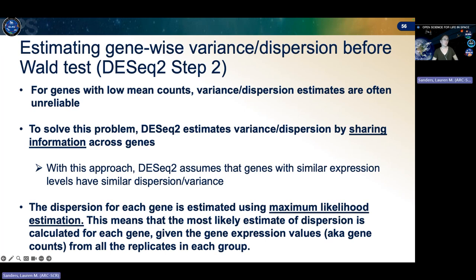And the dispersion, or variance, for each gene is estimated using a technique called maximum likelihood estimation. This means that the most likely estimate of dispersion is calculated for each gene, given the gene expression values from all the replicates in each group.